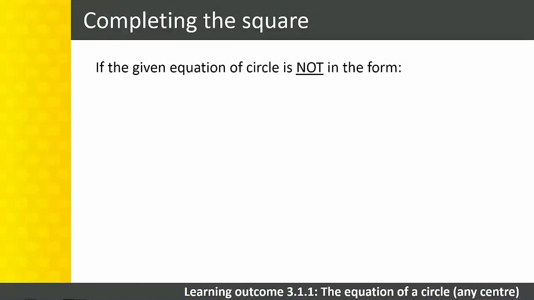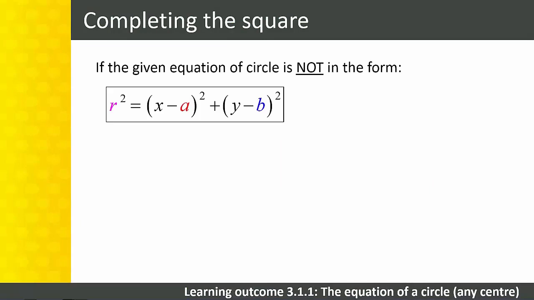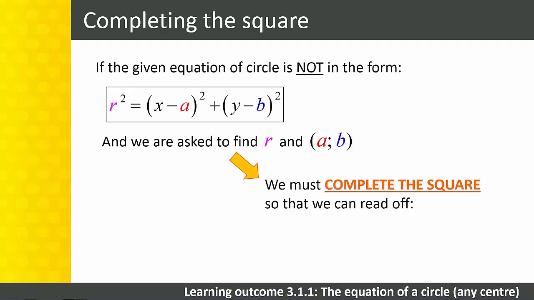If students are given the equation of a circle that is not in the form r squared is equal to x minus a squared plus y minus b squared, and they are asked to find the radius r or the center M at (a, b), they will be required to complete the square in order to get the equation in the correct form that will allow them to read off the radius r and the coordinates of center (a, b). It's important that they are reminded how to do this, as they may have forgotten from level 3.